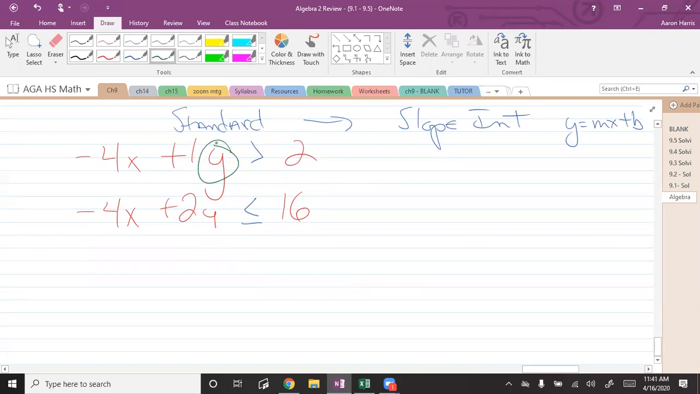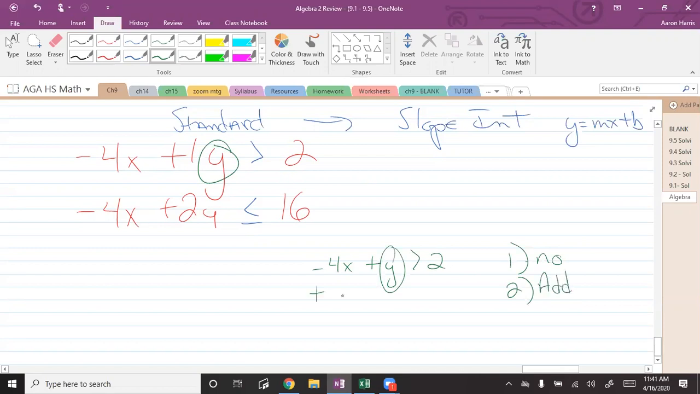y. Solve for y. So here we go. I got negative 4x plus y is greater than 2. Treat the inequality like an equal sign. So I'm solving for y. Step 1, simplify and combine like terms. Anything to do? No. Step 2, remove addition and subtraction. Anything to do? Yes.